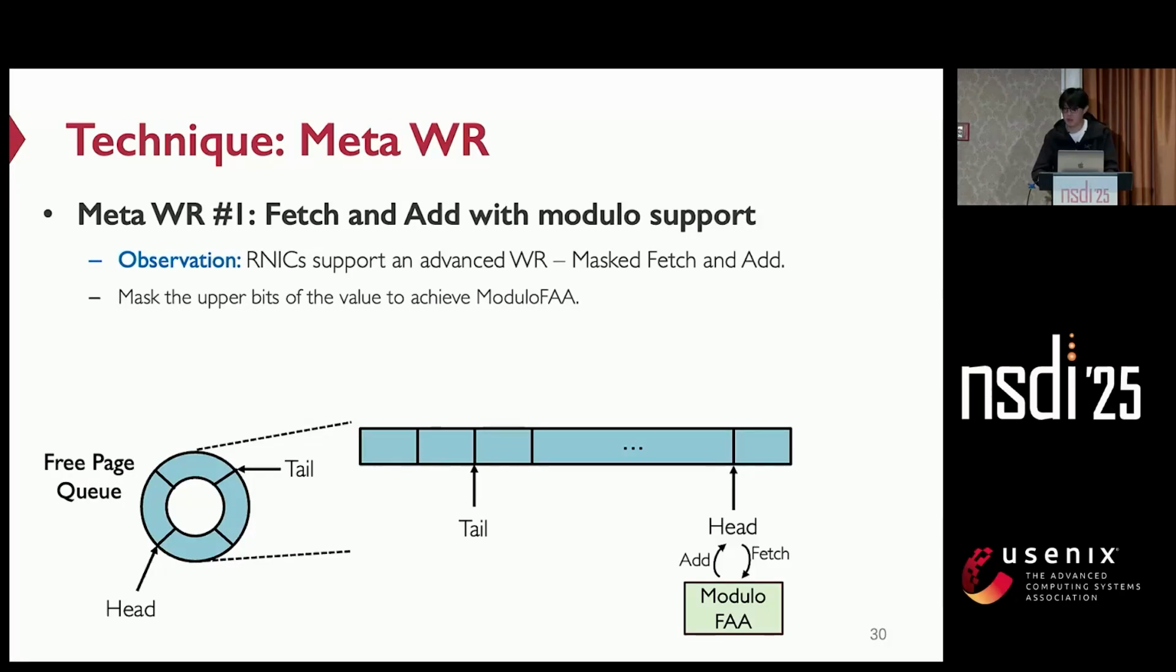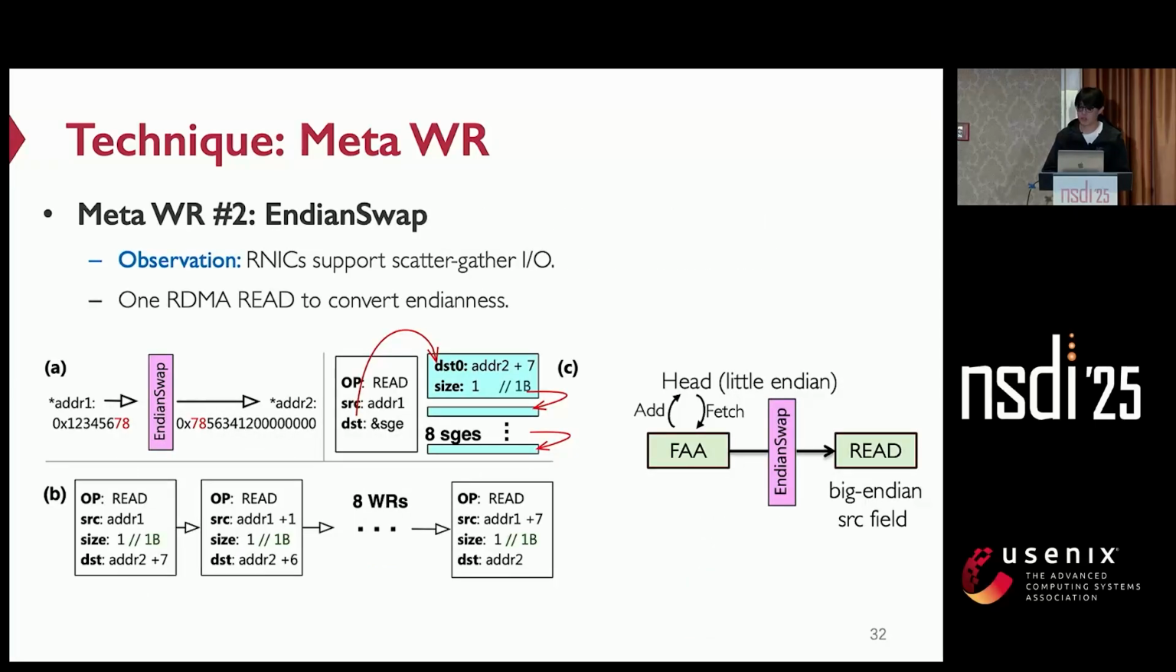propose two meta work requests. The first one is fetch and add with modular support. We make use of an advanced work request supported by commodity RNICs called masked fetch and add. By masking the upper bits of the queue head pointers and queue tail pointers during increment operations, we achieve the wraparound behavior. The second meta work request we propose is called endian swap.